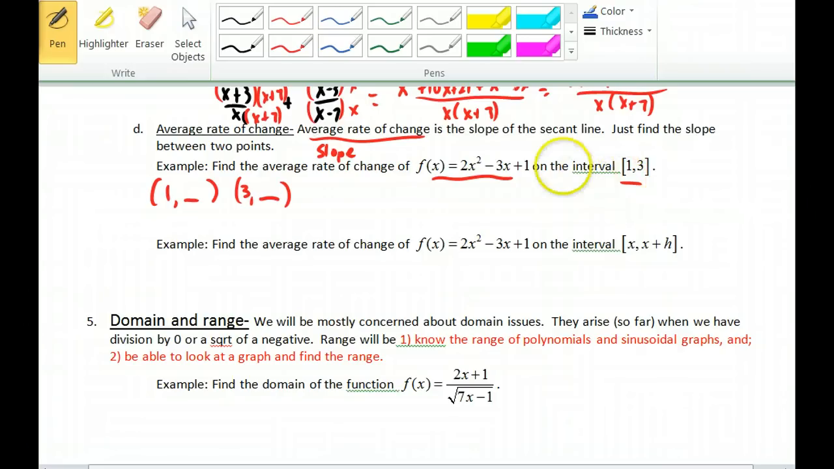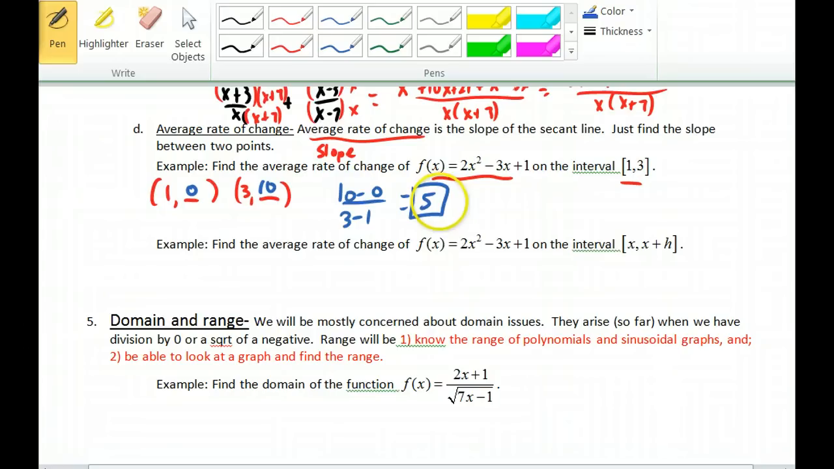So I'm going to take each one of those and plug it into my function. If I plug in 1, I believe I got 0. Hopefully I did this right. And then 3, plug it in, you get 10. So now I have my 2 points. My average rate of change would simply be the slope. So it's 10 minus 0, y minus y, over x minus x. So this would be 10 over 2, which is equal to 5.